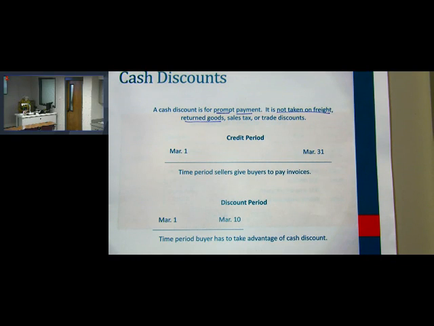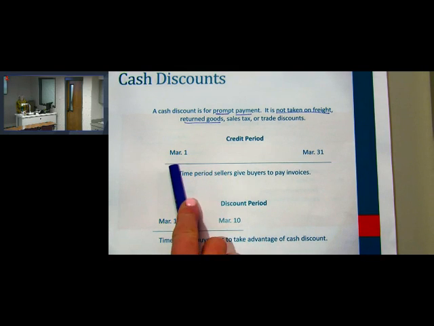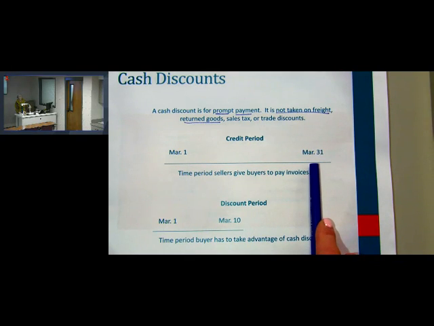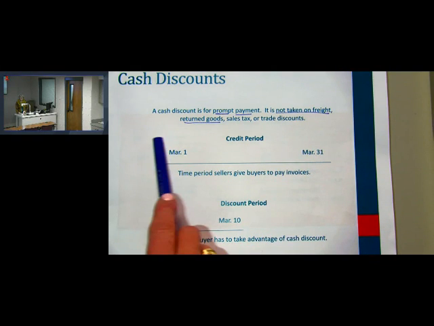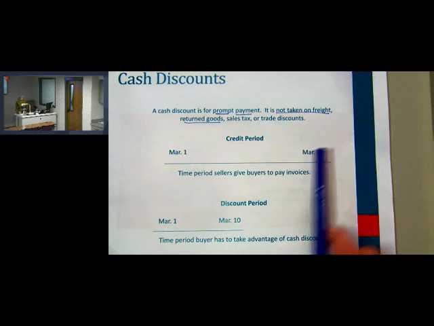The next thing, before we get into this, is figuring out the credit period and the discount period on different invoices. The credit period: here's an invoice right here. The invoice came out March 1st, and your payment is due on March 31st. This entire period here refers to the credit period.